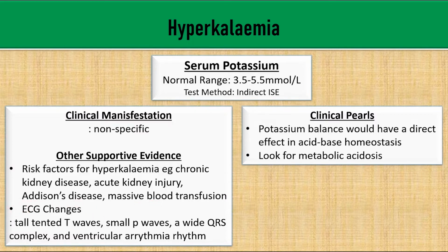Also, more objectively, you should order an ECG to look for hyperkalemic changes, which are represented by tall tented T waves, small P waves, or wide QRS complex, or sometimes in very critical hyperkalemia, the patient may manifest with ventricular cardiac arrhythmias. Another important fact to highlight is that potassium imbalance has a direct effect on the patient's acid-base homeostasis. Hence, in hyperkalemia, we should always measure the venous blood gas to look for concomitant metabolic acidosis.